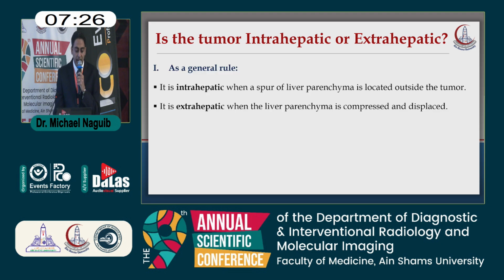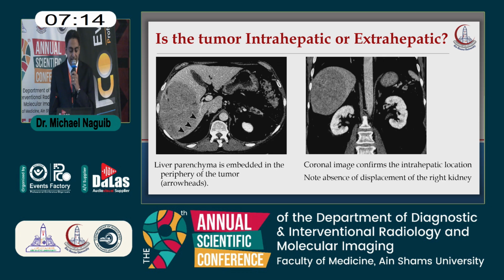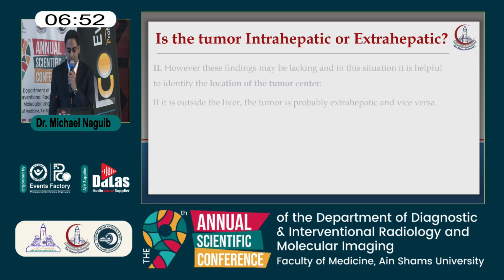As a general rule, it's definitely intrahepatic when a part of the liver parenchyma is located outside the tumor, and it's extrahepatic when the liver parenchyma is compressed and displaced. Like in this case, is it intrahepatic or extrahepatic? In the first axial image, we see that there is a part of the liver outside the lesion, so it's intrahepatic. And the coronal image confirms the intrahepatic location. And as a note, there is no displacement of the right kidney. So this one is an intrahepatic tumor.